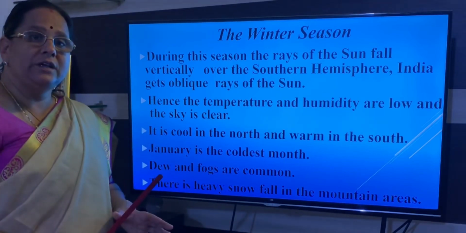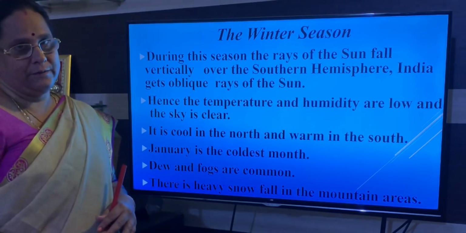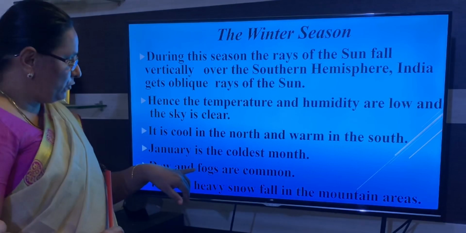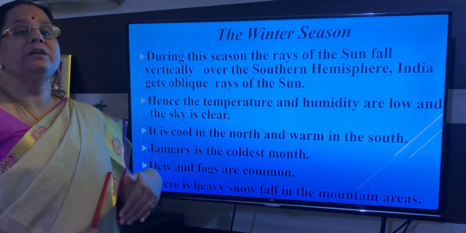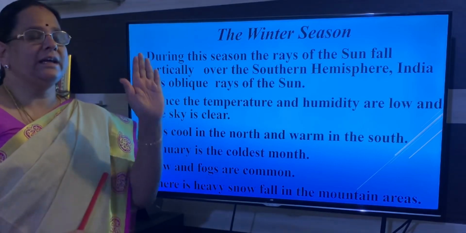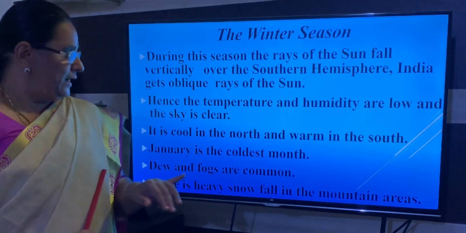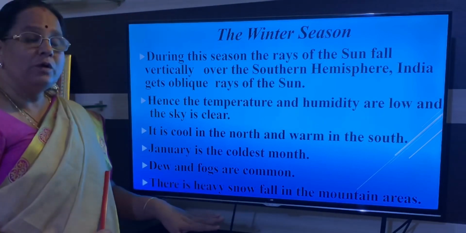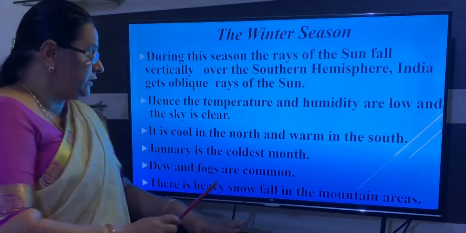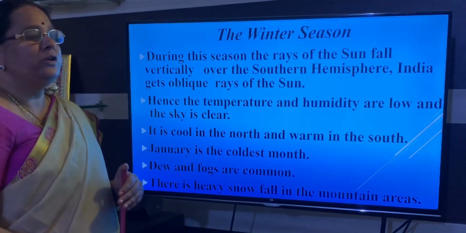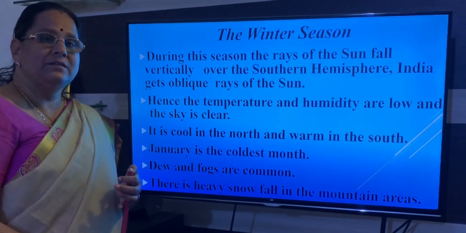And you can also see dew and fogs. You see few water drops, we call it dew. Fog, where you are not able to see the other side, it is not visible for you clearly. You can see like a white structure in front of you, and that we call fog. And you will also see in mountain regions heavy snowfalls. So these are the characteristics you see in the winter season.